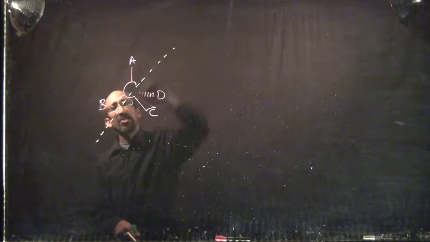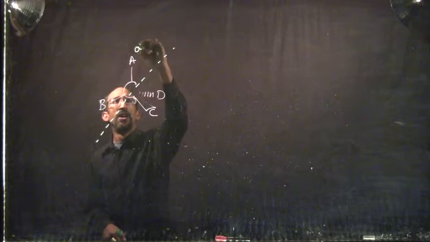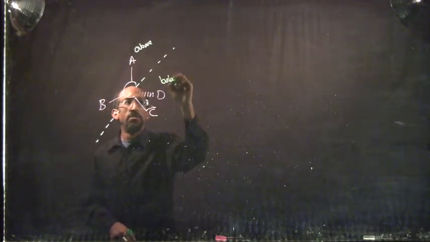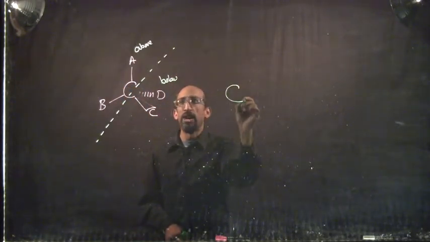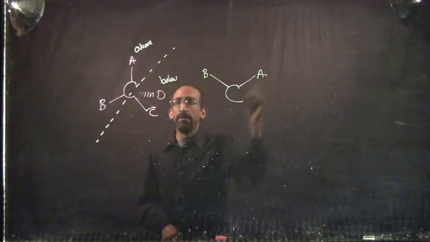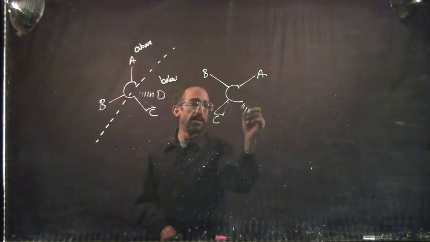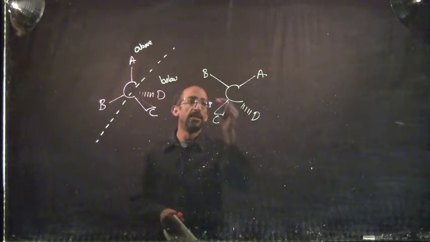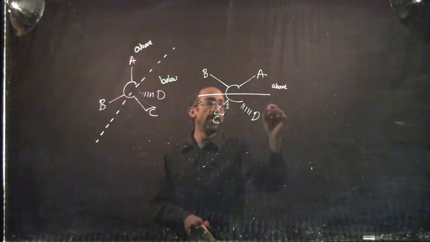I can imagine cutting this molecule in half, or dividing this representation with a line that cuts through the carbon atom like this, which places 2 of the substituents above the carbon atom and 2 below. It's a little bit easier for us to see it if I draw it this way. There's my carbon atom, here's B and A, and then here would be C and D, and here's that plane that divides my carbon atom above and below.